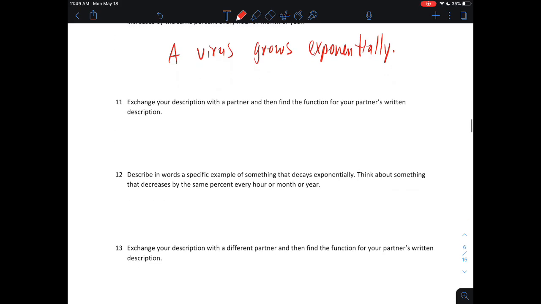Number 11 says exchange your description with a partner and then find the function of your partner's written description. So here, think about other things that can grow exponentially. There's all kinds of examples that you can think of.